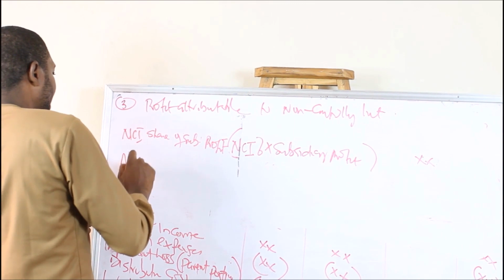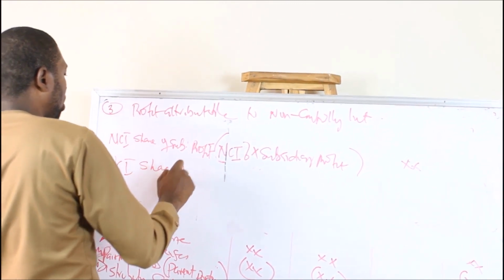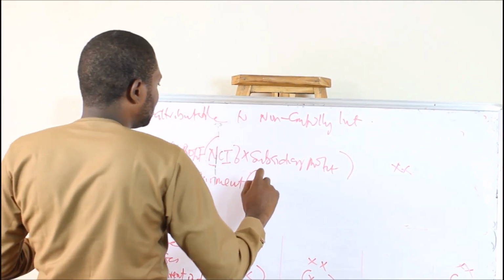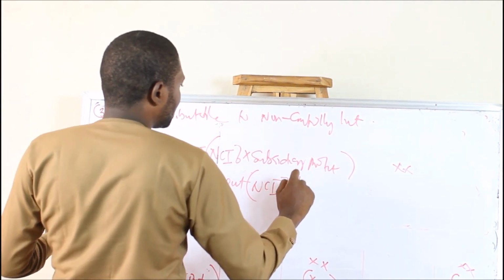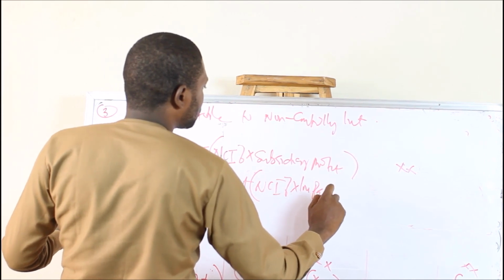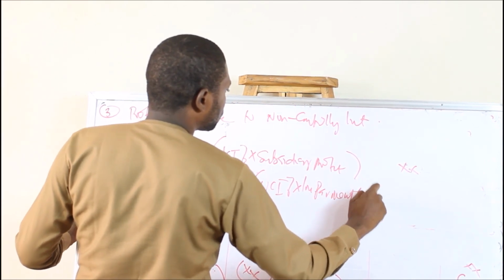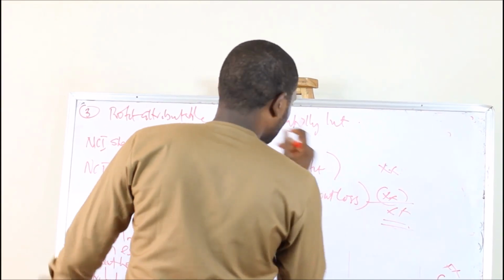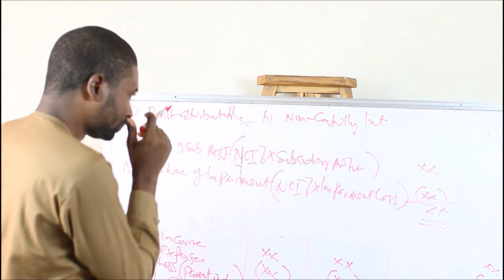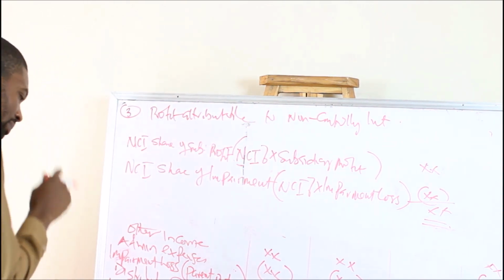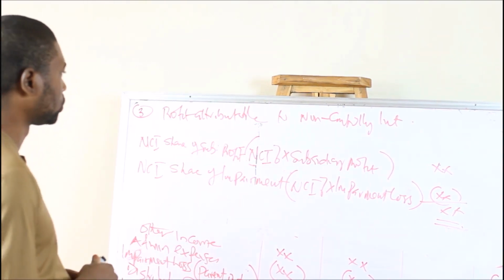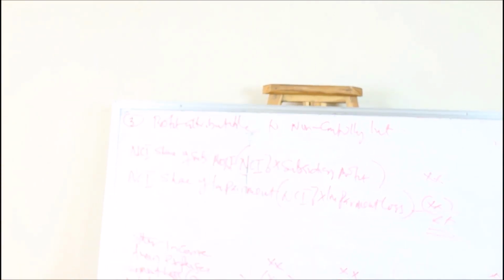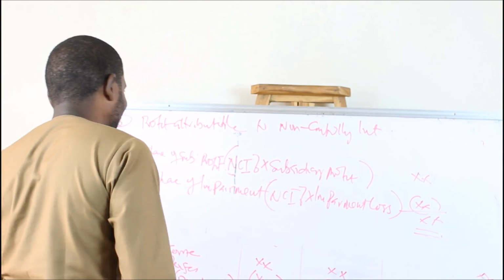Then NCI share of impairment, which is the NCI percentage times the impairment loss. So whatever you have, you get this. So this is the profit attributable to the NCI, because remember in the third step we are going to use it. These are the three major steps that you need before you consolidate the statement of profit or loss.